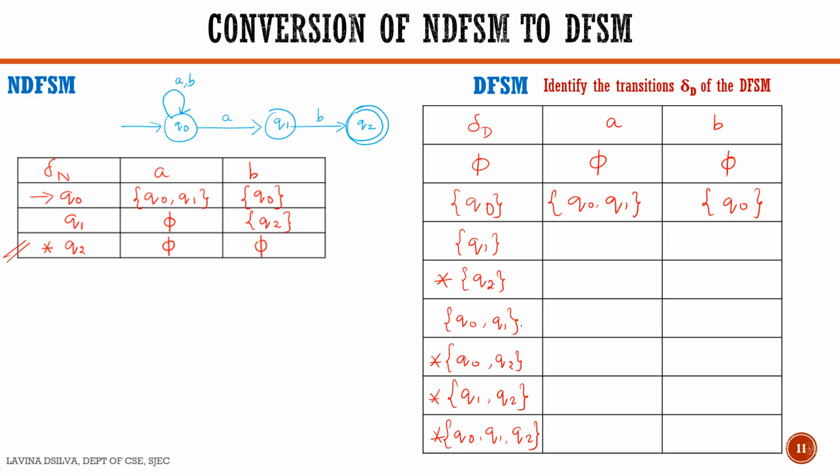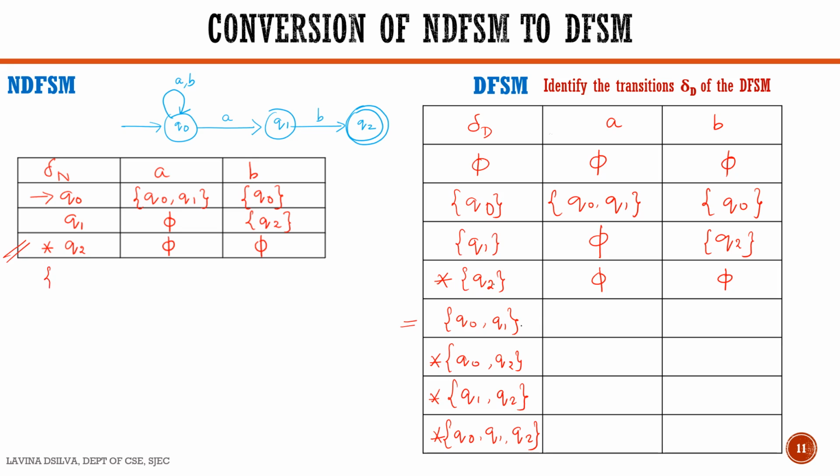Then we have state Q1, transition for state Q1. Here we can see that there is no transition on A, so we consider it an empty transition, therefore it is phi, whereas Q1 on getting a B goes to state Q2. Next is the state transition for Q2. Now in the NFSM we do not have any transitions which are defined on state Q2, so both these state transitions are dead transitions.